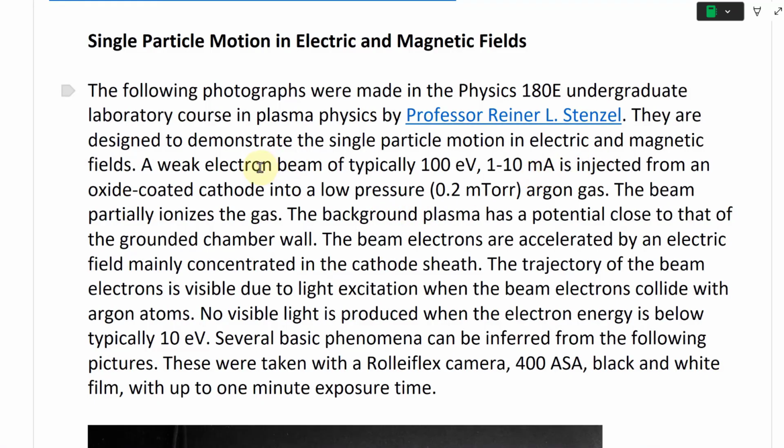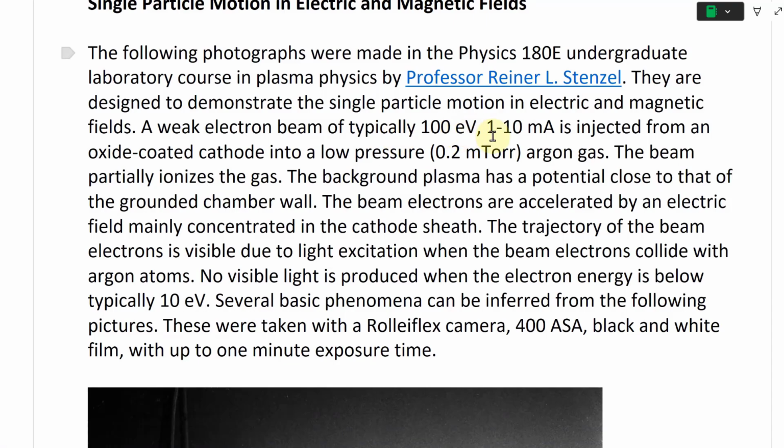A weak electron beam of 100 electron volts, and then from 1 to 10 milliamps, is injected from an oxide-coated cathode. So the cathode is the positive end, I believe, and then the anode is the negative. Into a low-pressure 0.2 millitorr, it's like vacuum argon gas. The beam partially ionizes the gas, so you get the free charges. The background plasma has a potential close to that of the grounded chamber wall. The beam electrons are accelerated by an electric field mainly concentrated in the cathode's sheath.